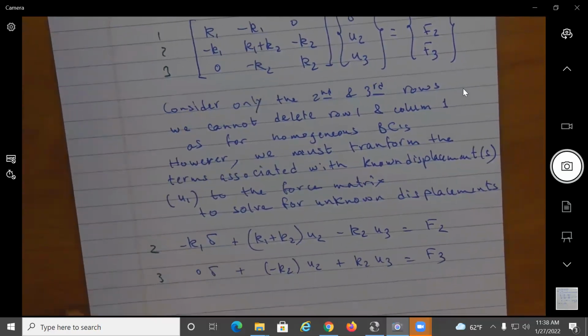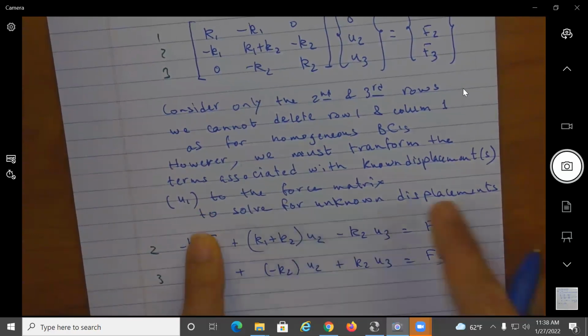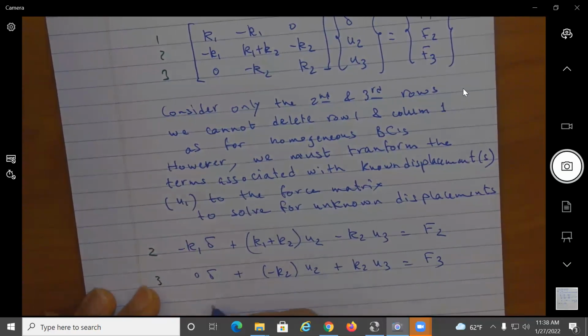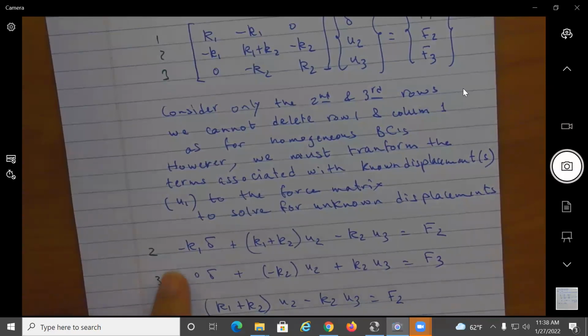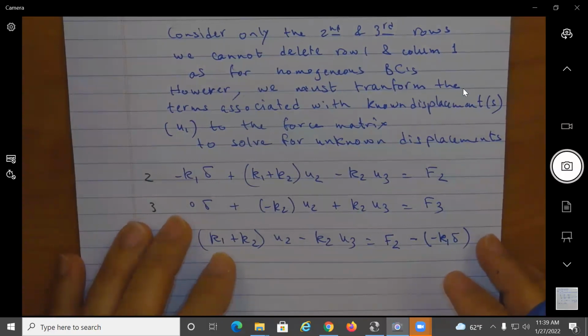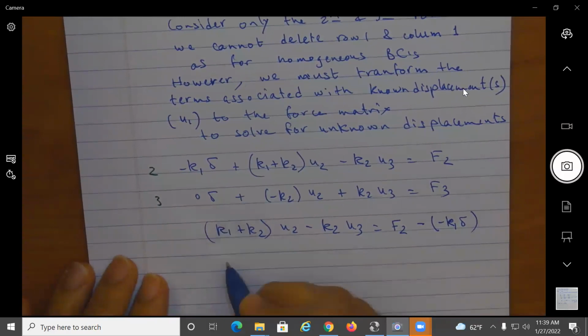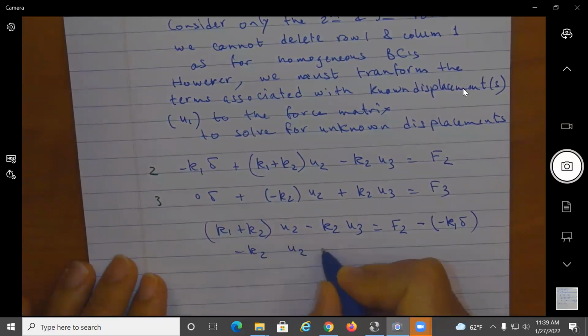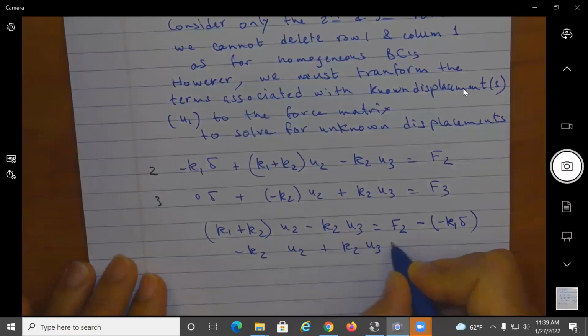Now, in order to solve for these equations, I'm going to move these first known terms to the right side. So I'm going to write it as K1 plus K2 times U2 minus K2 U3 is equal to F2, and I'm going to subtract the minus K1 times delta. So on the third row, I'm going to be looking at a minus K2 U2 plus K2 U3 equal to F3.